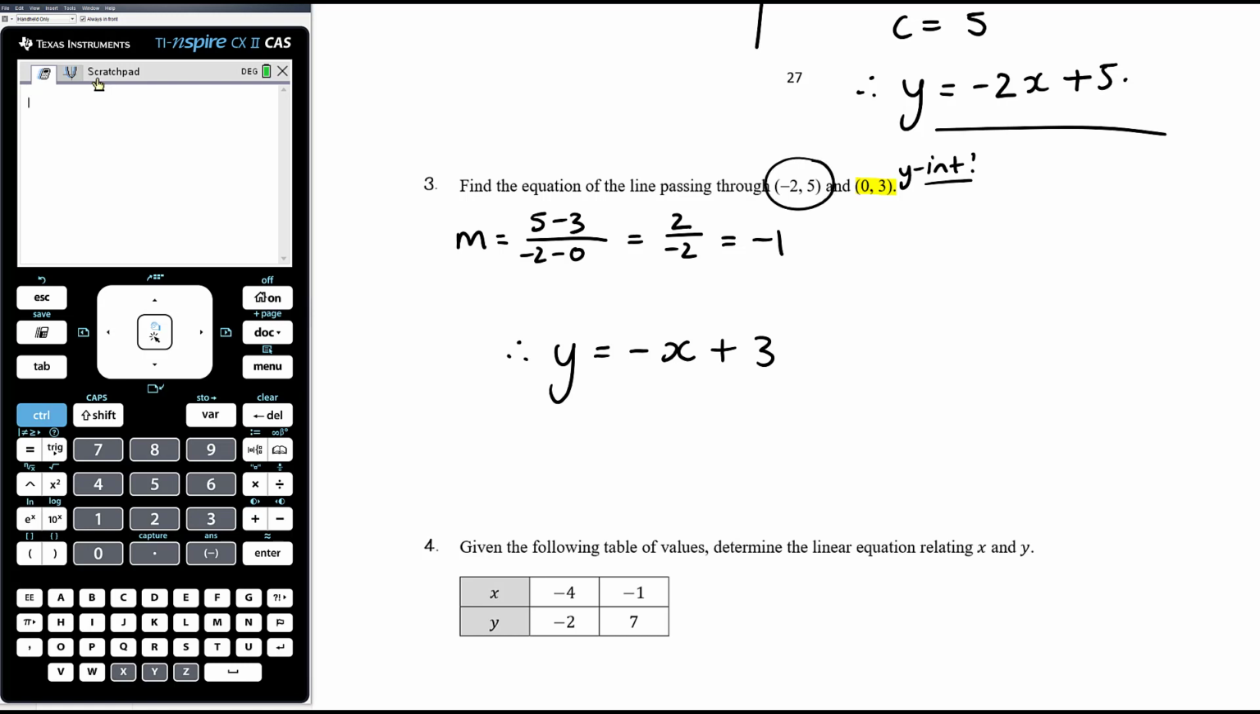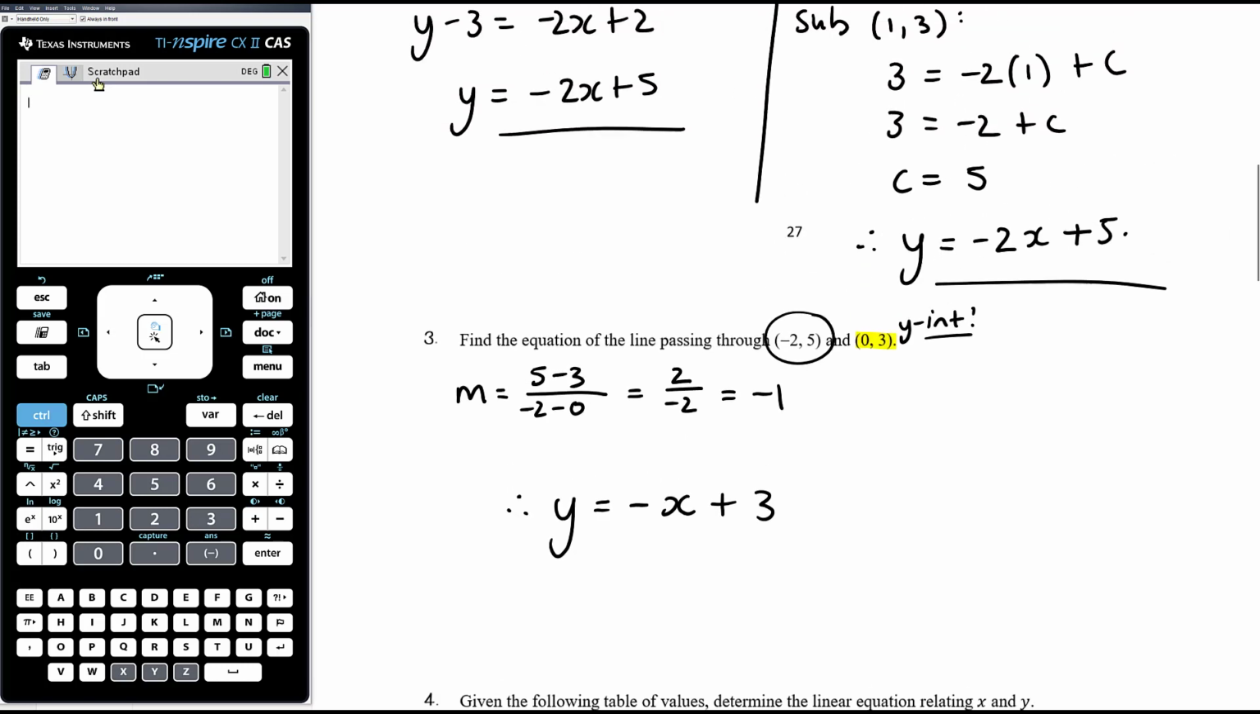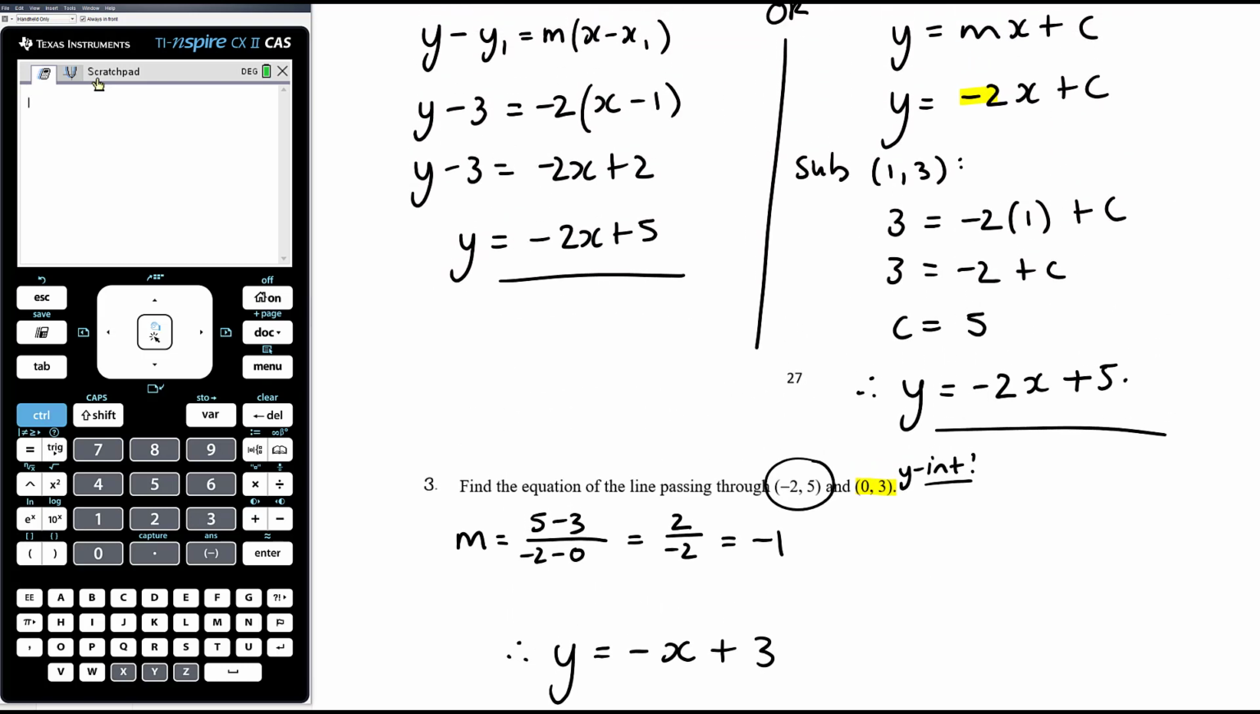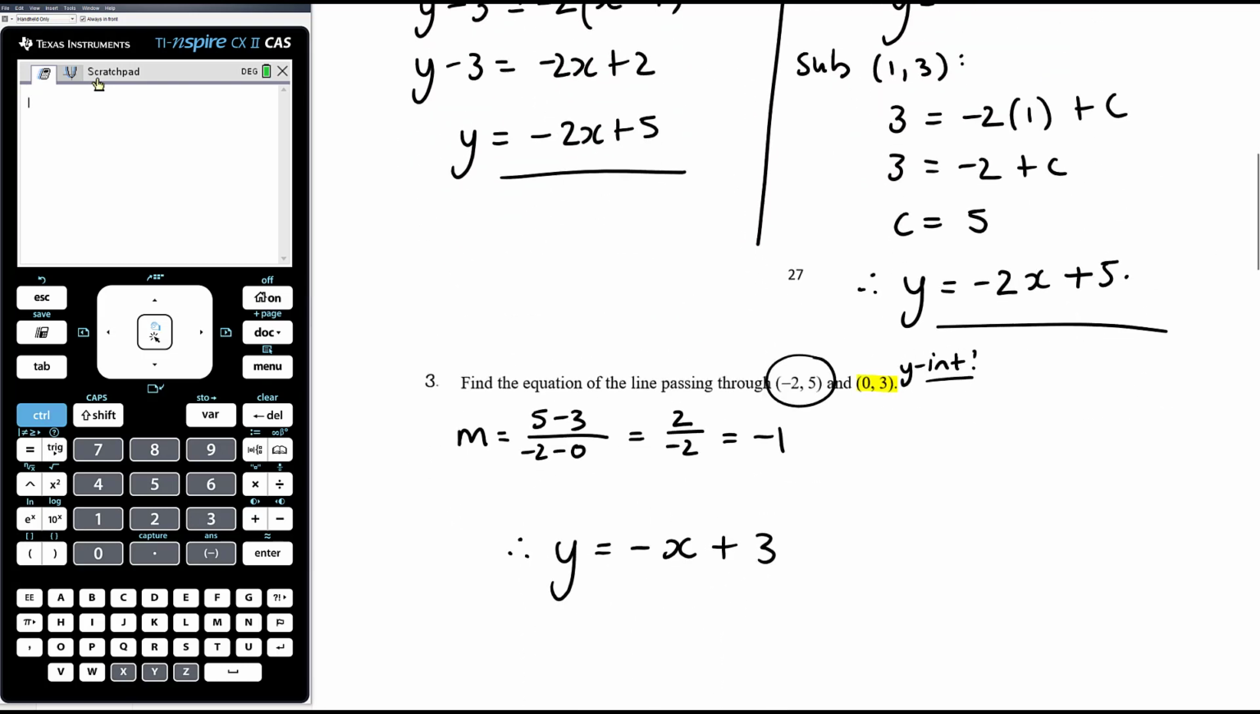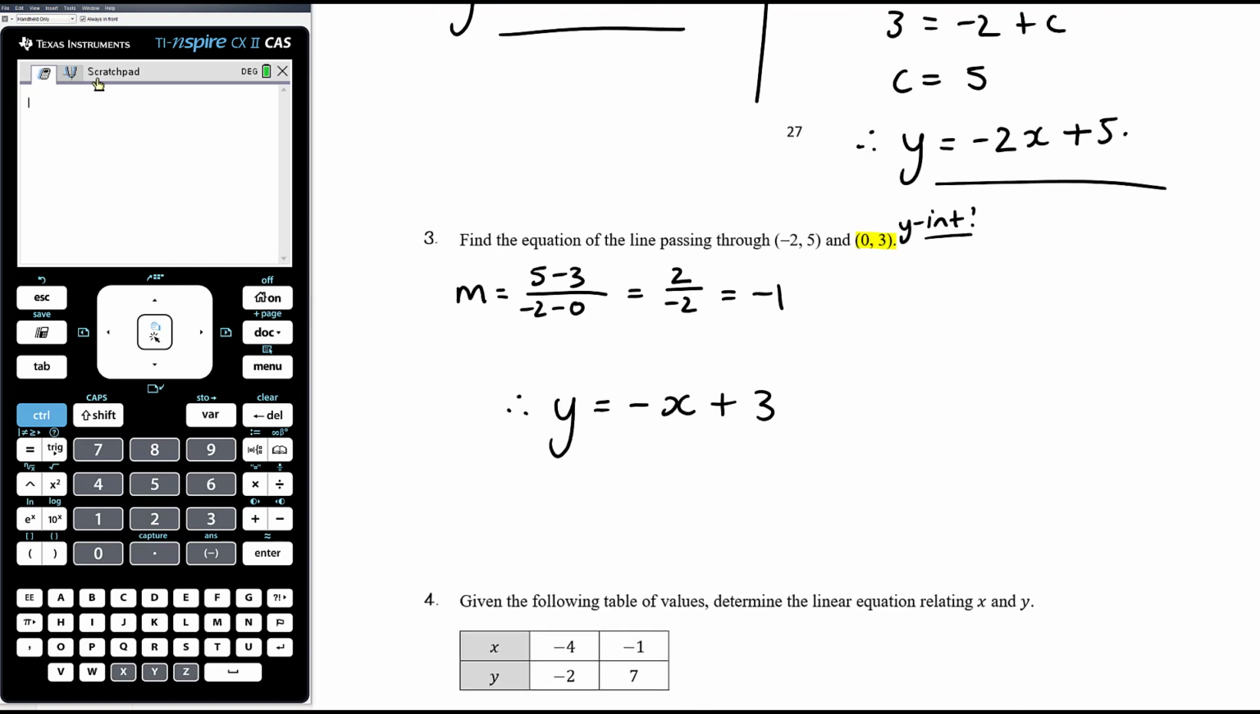You can use this point to find the equation of the line. You would get to the same equation in the long run, but I would probably use gradient intercept form rather than point gradient form, because it's going to take you a lot longer. So you want to look to recognise, do I have the y-intercept? If I do, absolutely y equals mx plus c is the way to go.